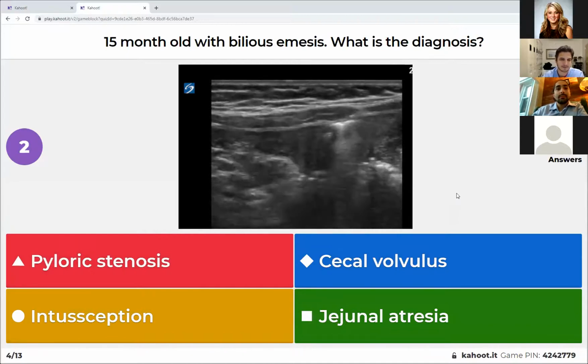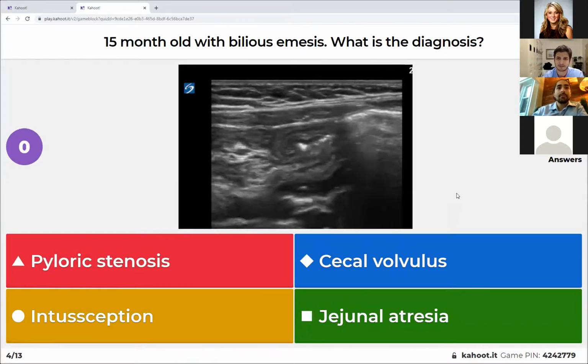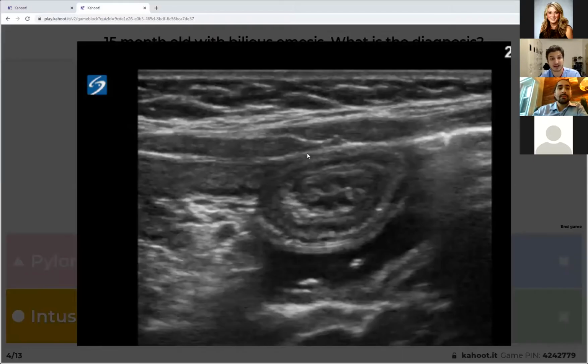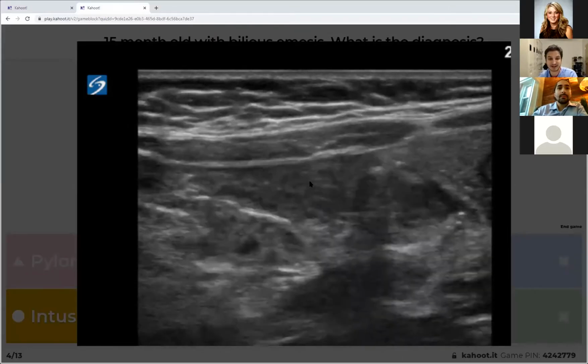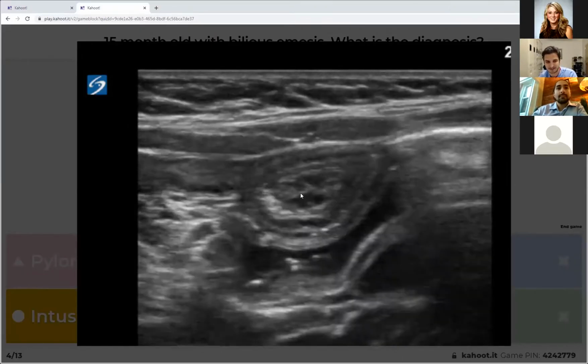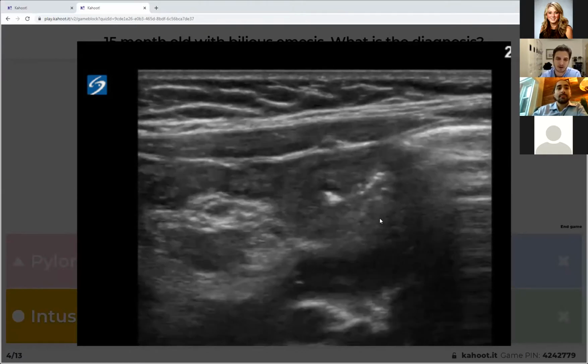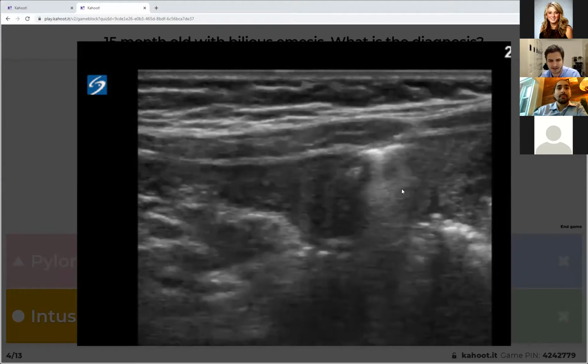This is a series of cases. I've seen this multiple times just in the last couple of years. It looks like we're split right down the middle between pyloric stenosis and intussusception. This is an intussusception. This is a target sign that you can see right here, and that's the intussusceptum inside the intussuscipiens. And this is just a loop of one bit of bowel sliding into the next.